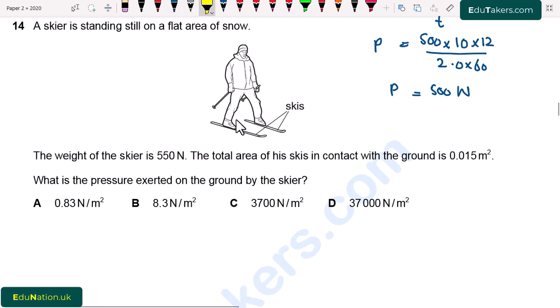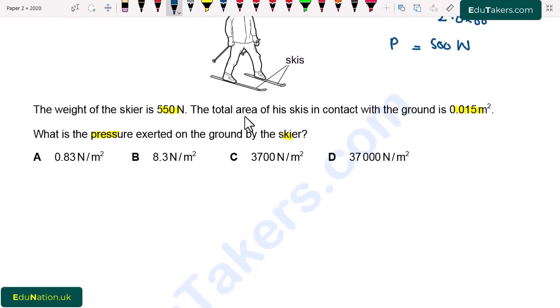Question number 14. A skier is standing still on a flat area of snow. The weight of the skier is 550 Newton. The total area of his skis in contact with the ground is 0.015 meters square. What is the pressure exerted on the ground by the skier? So here we have to find out the pressure. Pressure will be equal to force over area. Here the weight of the skier is given, which is basically equal to the force.